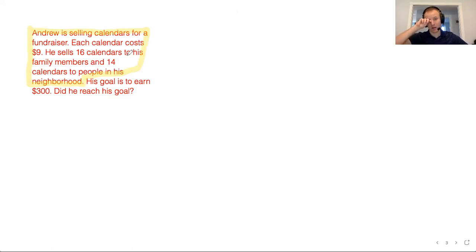It's a very similar approach to what we just did on the last problem, and we're going to use that approach again. Now, the second part of the problem says his goal was to earn $300. Did he reach his goal? So I'll put this in a different color. His goal is to earn $300. Did he reach his goal? So that's what we need to eventually answer, but we can't do that part until we do the first part. We have to do step 1 first.